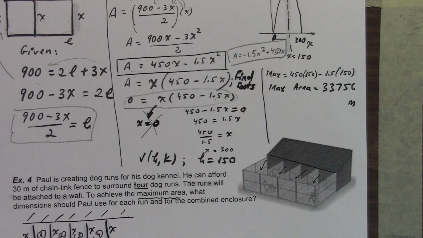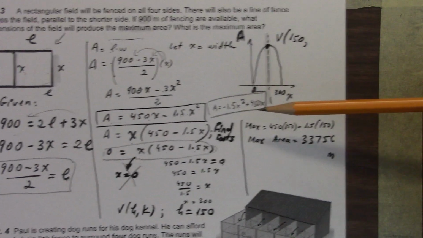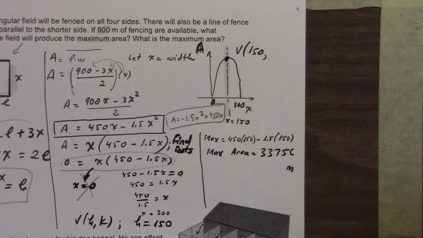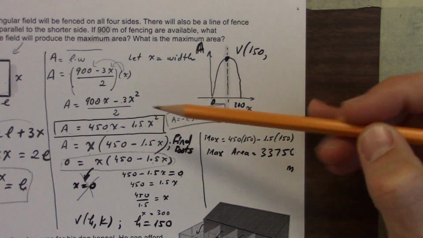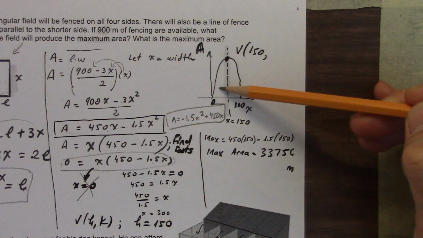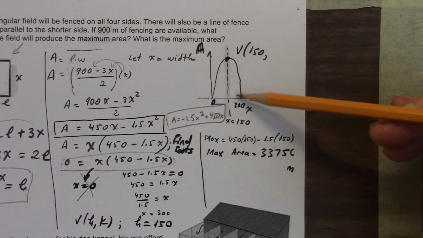Anybody know why? Are you trying to find something else? Okay, well, let's take a look at this graph here. We know, based on this having a negative a value, that this is a parabola that opens down.